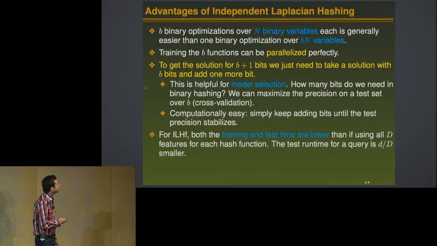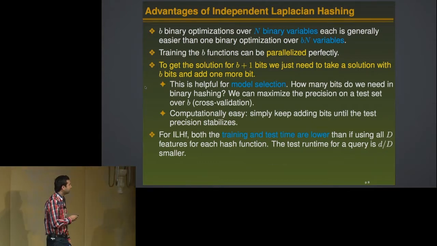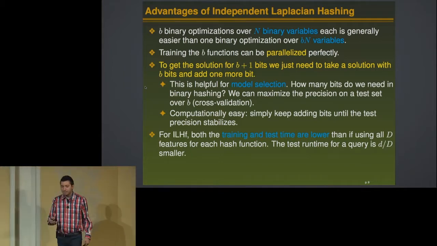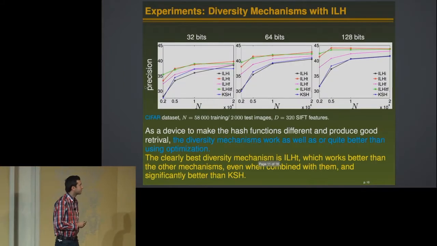It gives us several advantages. I already mentioned two of them. Now suppose that we have already trained B hash functions. We want to train a B plus 1 hash function. We can train one separately and add it to the previously learned hash functions.